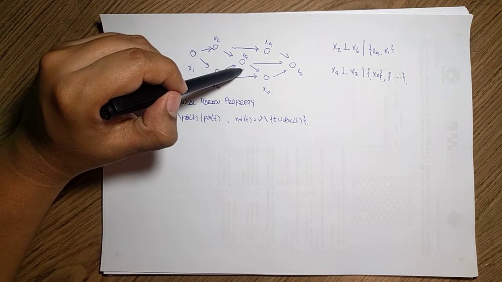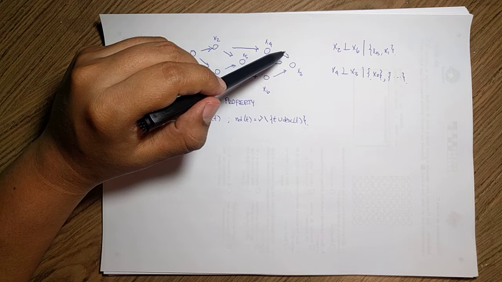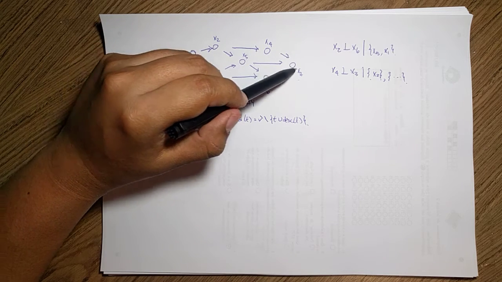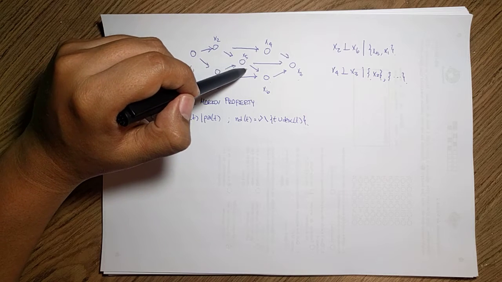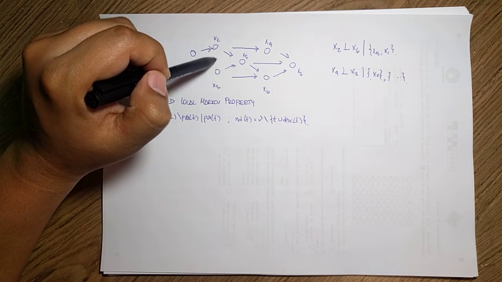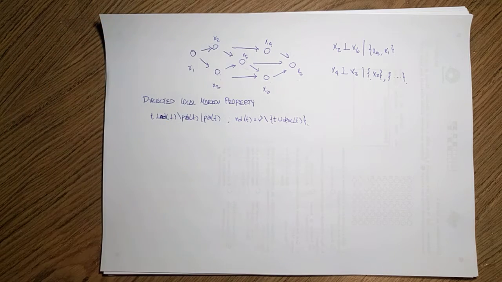So in this case, for instance, the descendants of X5 are X6 and X7, so I'm going to remove these two. I'm going to remove myself, so everything else is a non-descendant. And then I need to remove my parents, right? So I will need to remove X2 and X3. And that is another way of computing that.